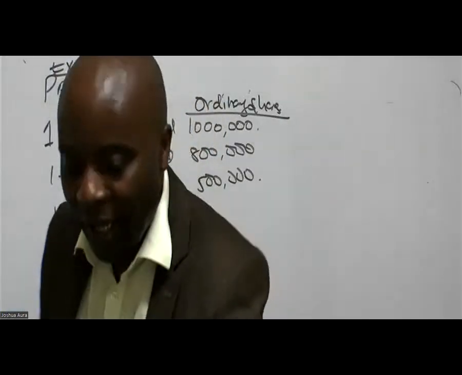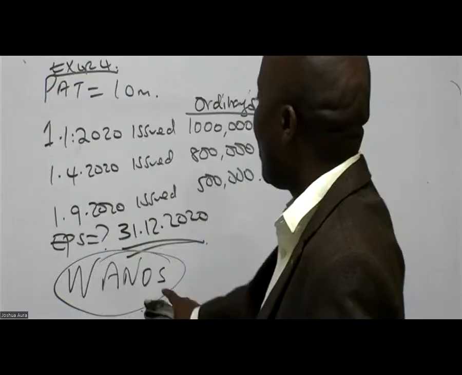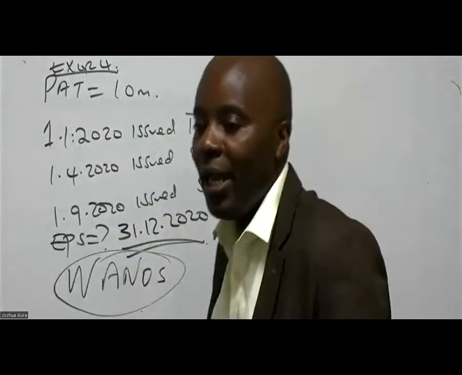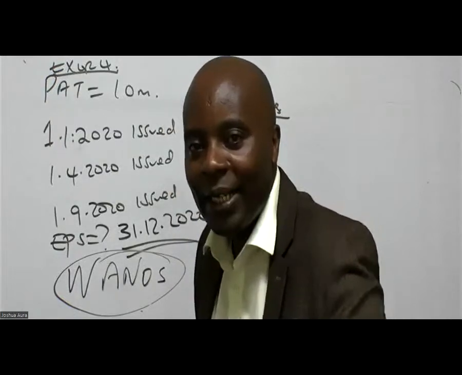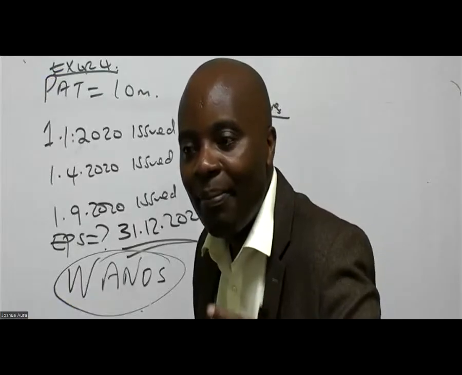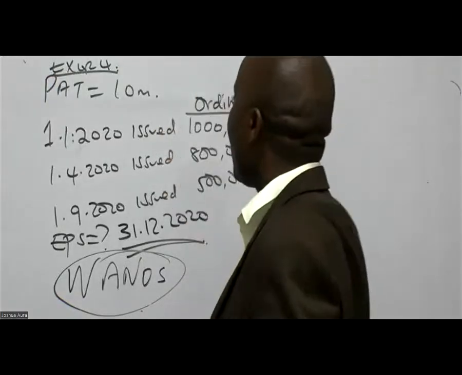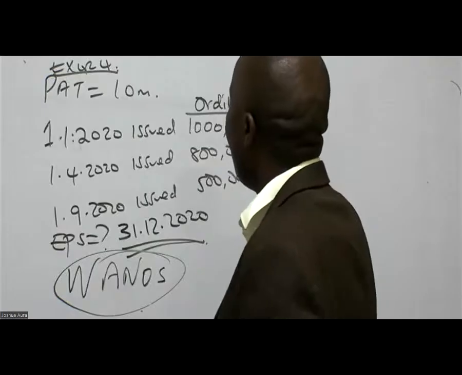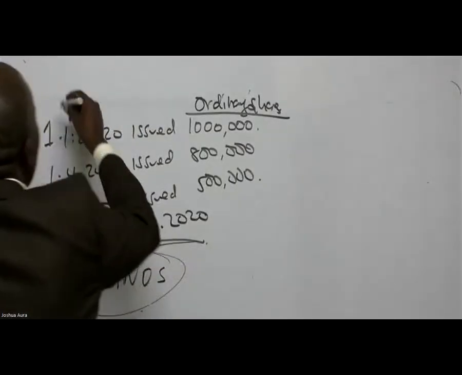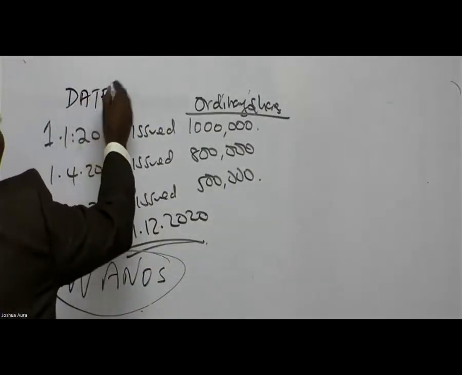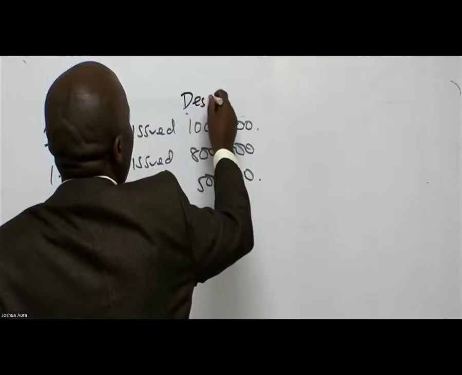So ladies and gentlemen, what am I supposed to do here now? Of course, when I'm calculating this one-nose, the money will not be used anywhere. Basically, I'm weighting my shares, giving my shares weights which are time proportion based. So what I need to do is something very simple. I will make a table. In this table, I will start by writing the date here. Then I have description here.